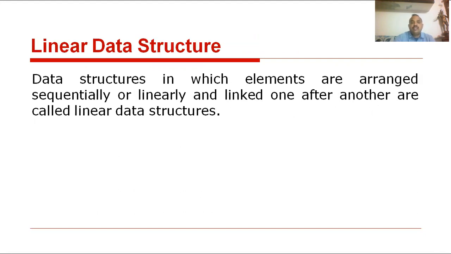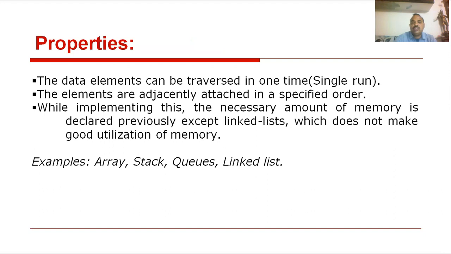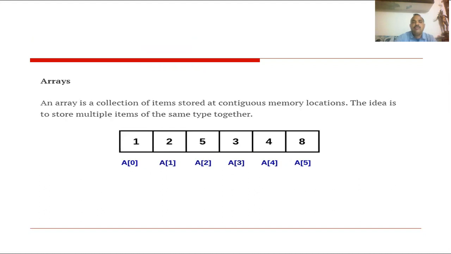Now linear data structures. In a linear data structure we can access or store the elements in linear order only, sequential order only, one after another. Clear all of you? Linear data structures are those in which elements are arranged sequentially or linearly and linked one after another. These are the properties of linear data structures. What are the examples? Arrays, stacks, queues, and linked lists. Okay, all of you. Then what is an array? An array is a collection of similar data elements with a common name.